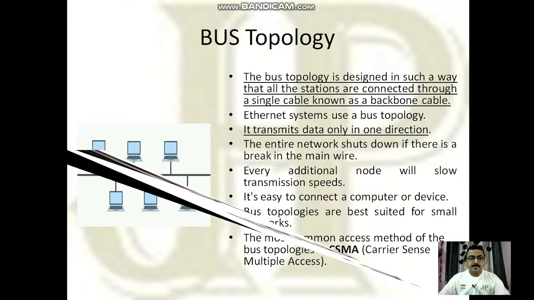But it is easy to connect a computer or a device. Why? Because we need some taps and drop lines through which we can connect the new device. Bus topologies are best suited for small networks. The most common access method of bus topology is CSMA, carrier sense multiple access.